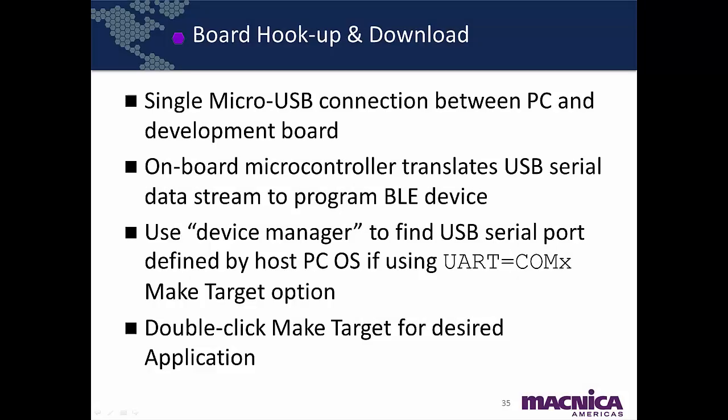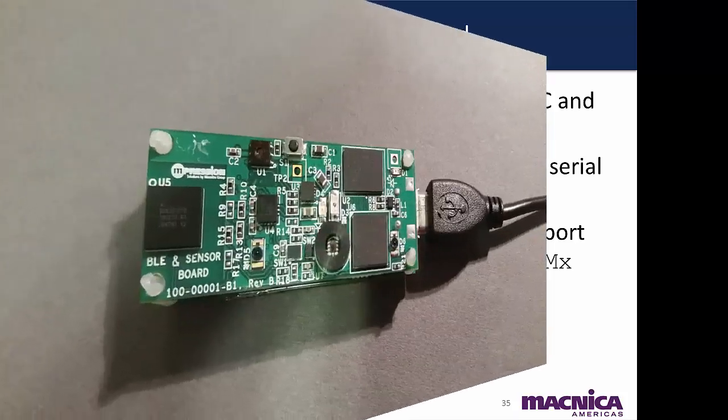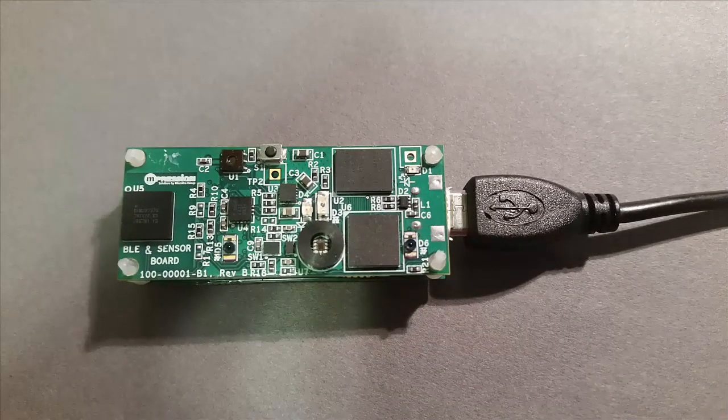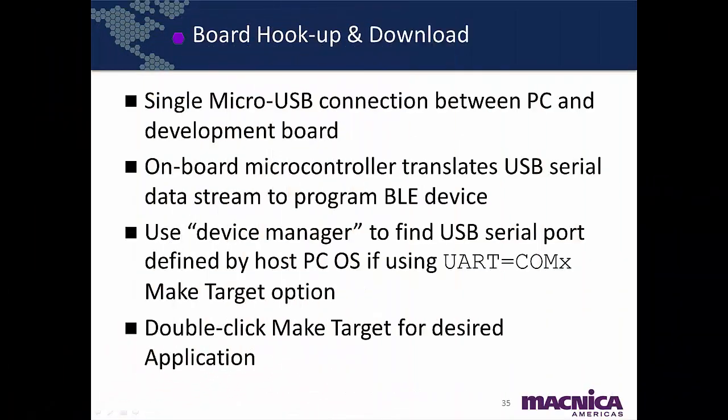Hooking up your development board is trivial. Both power and communications are provided by a single USB cable. The dev board has an onboard micro that is responsible for translating the UART communications from the BLE device to the USB port on your PC. You can see which serial COM is being assigned to the USB port by looking at your device manager on Windows or similar utility on a Mac or Linux.